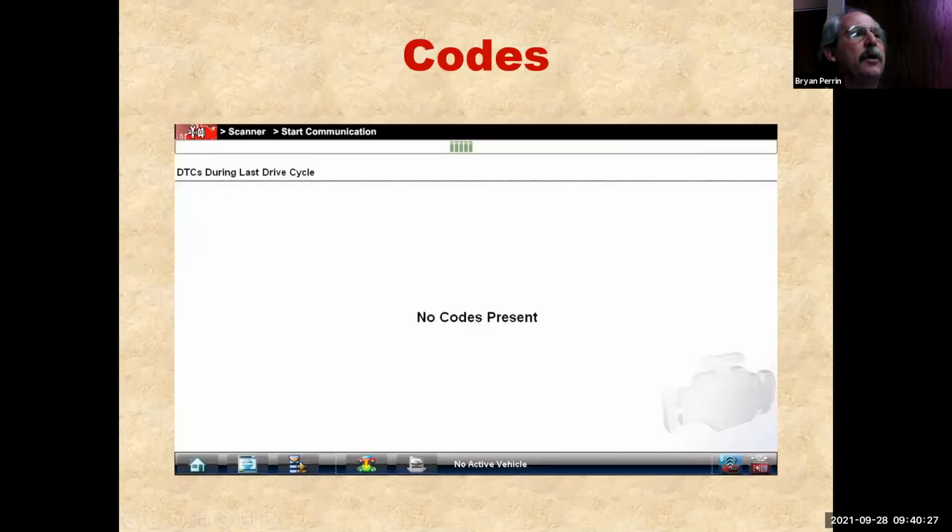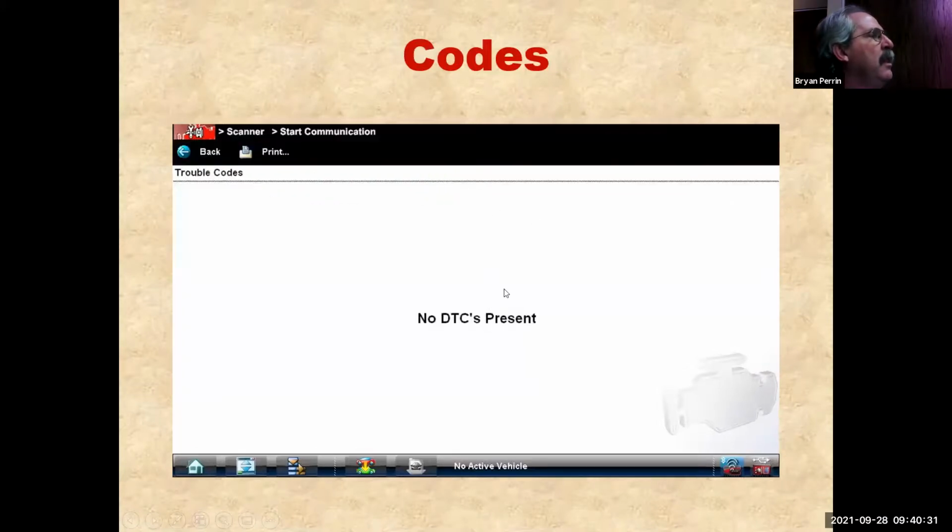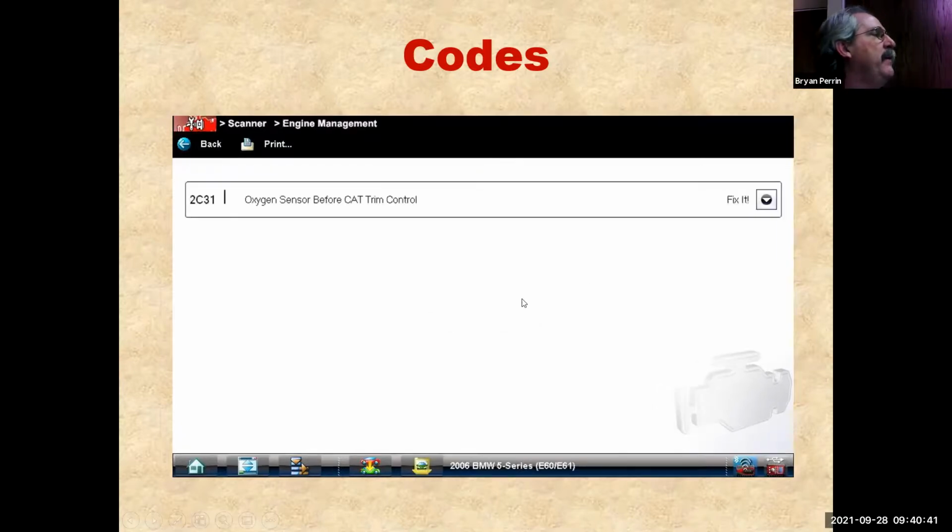So when I check for codes, I have no codes during the last drive cycle. So this is mode 7. I have no set codes in mode 3. So now I'm going to go out of generic and into the enhanced side of the PCM. And on the enhanced side of the PCM, I found a code 2C31. Huh? Yeah, that's BMW speak. Doesn't exactly follow the rules of OBD2. Oxygen sensor before CAT trim control. What does that mean? Great question.